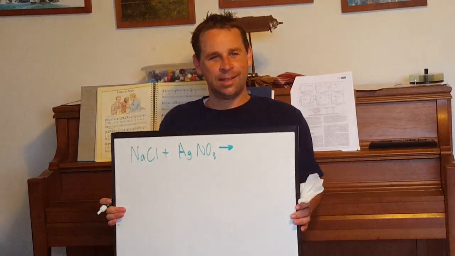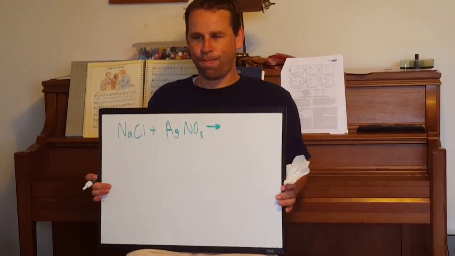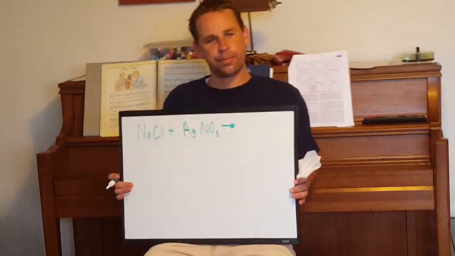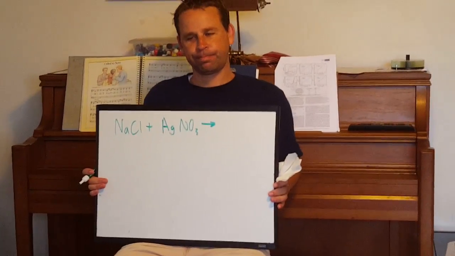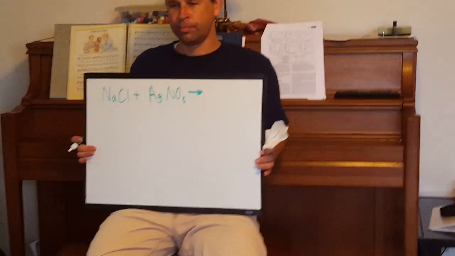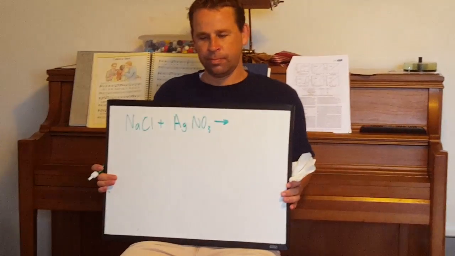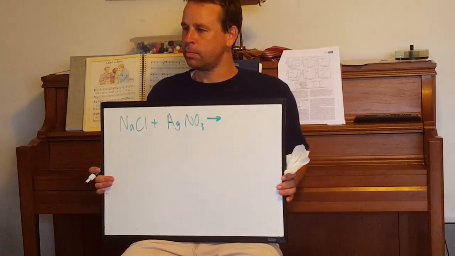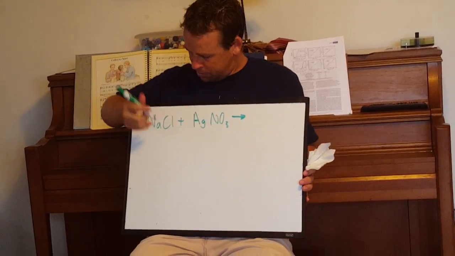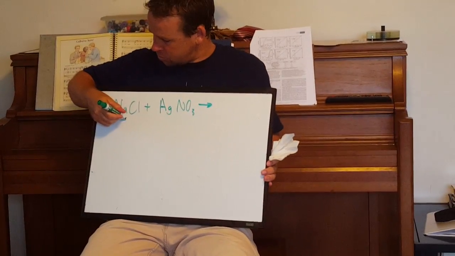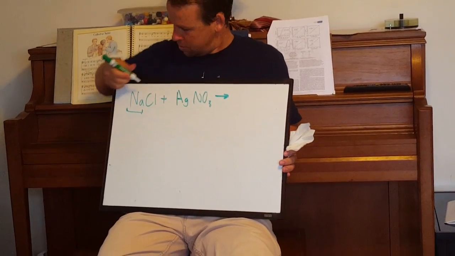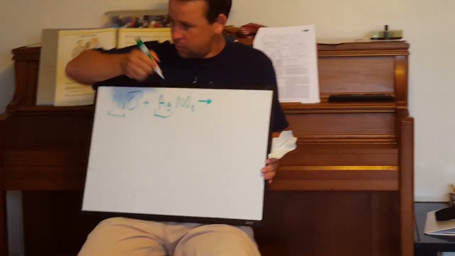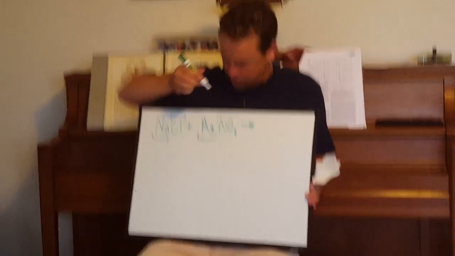What's NO3? Nitrate. So the products are sodium nitrate and AgCl, silver chloride. How do you know which one's to combine? You just switch the negatives. This is the positively charged ion, and this is the negatively charged ion. The first one, the metal, is always the positive.